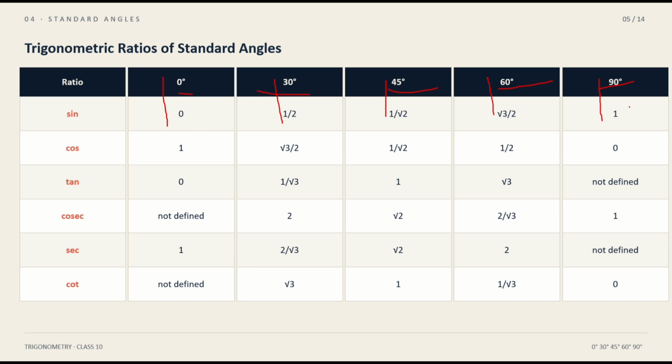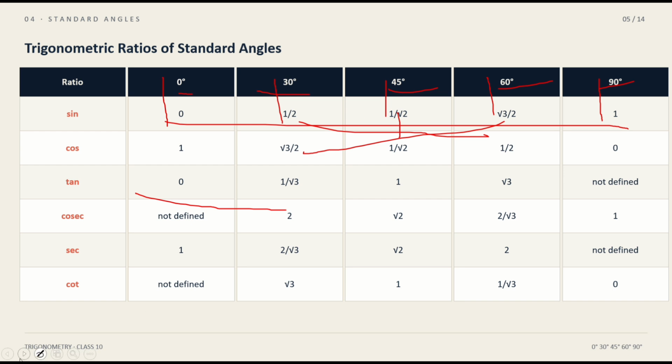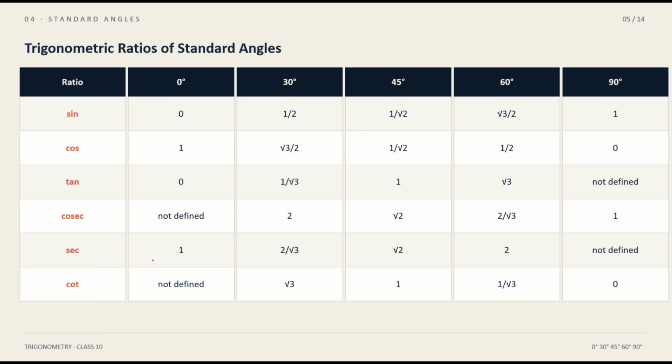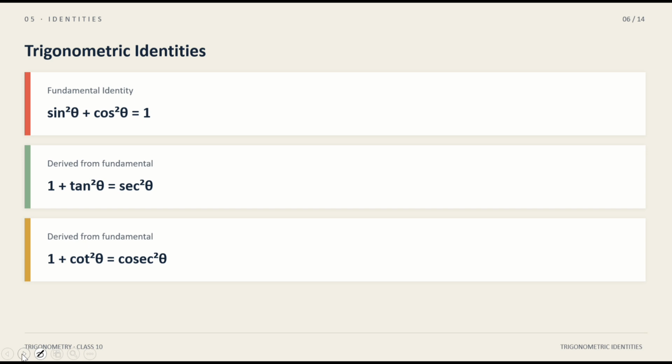And cos is just the opposite of sin: 1 is here, 1 is here, root 3 by 2 here, and 0 is here. Tan theta is sin theta by cos theta, so 0 by 1 is equal to 0, and similarly all the values of tan are obtained. Cosec theta is the reciprocal of sin theta, sec theta is the reciprocal of cos theta, and cot theta is the reciprocal of tan theta, and after that all the values are obtained.